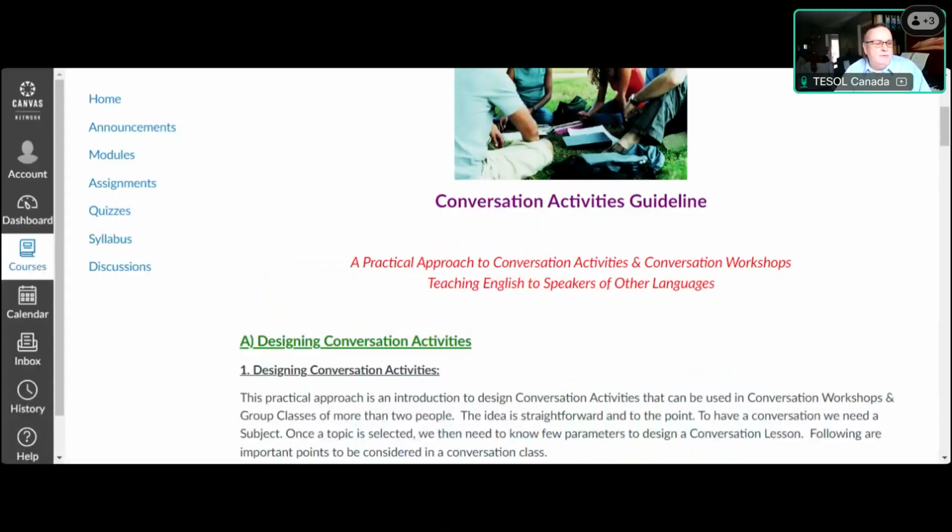Now recording the session, and today we're going to be focusing on conversation activities. Are you able to see the conversation activities? Yes, sure. The conversation activities guideline. This is on the Canvas platform.